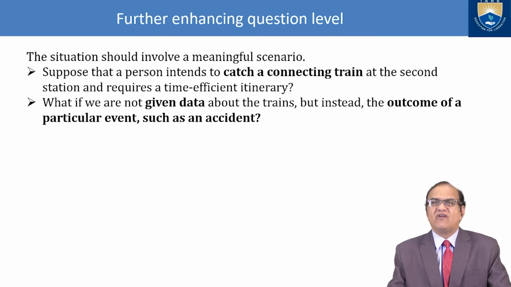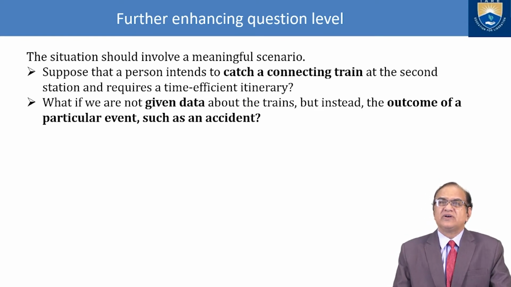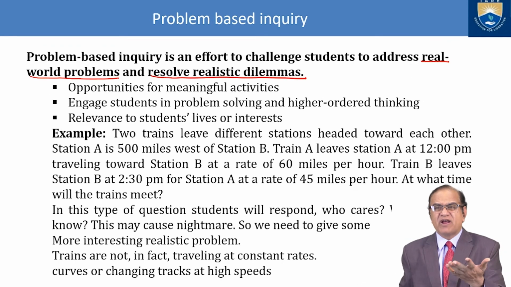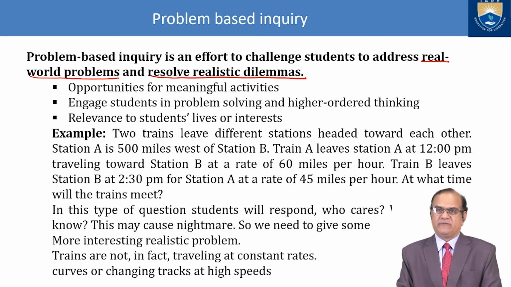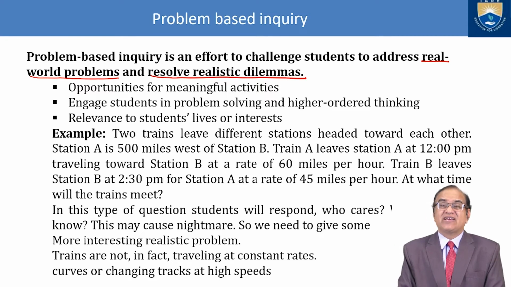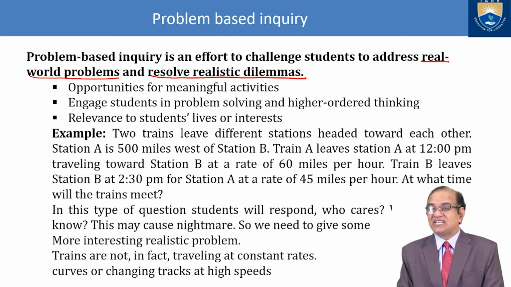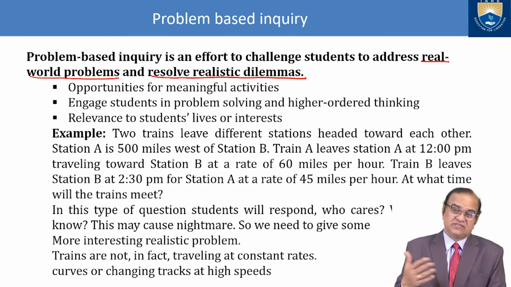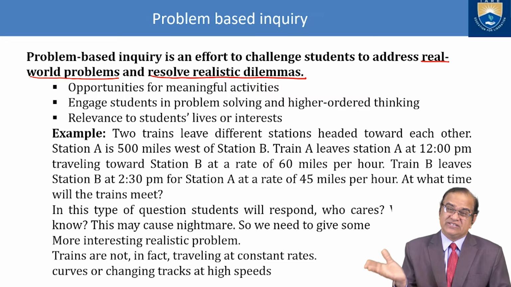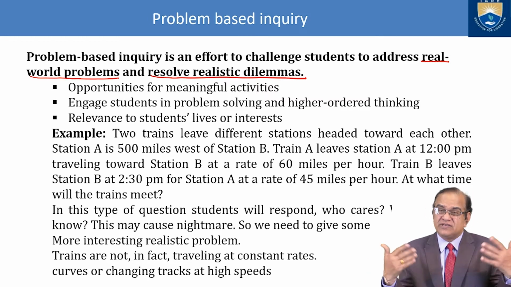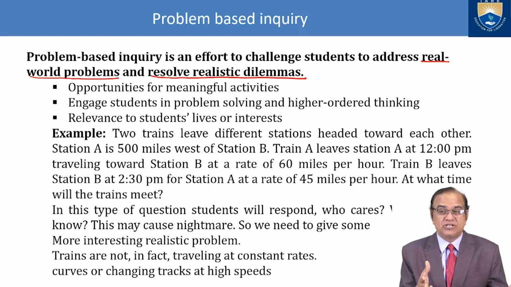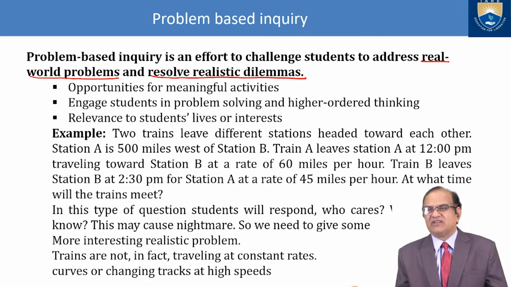The situation should involve something meaningful. So how can we make it? The same problem we can enhance by giving questions such that trains are not at a constant speed, they are accelerating or decelerating due to the change of track and the change of curvature, they are changing their way, one train is stopping, and there may be some accident in between. Like this, some event you can generate.